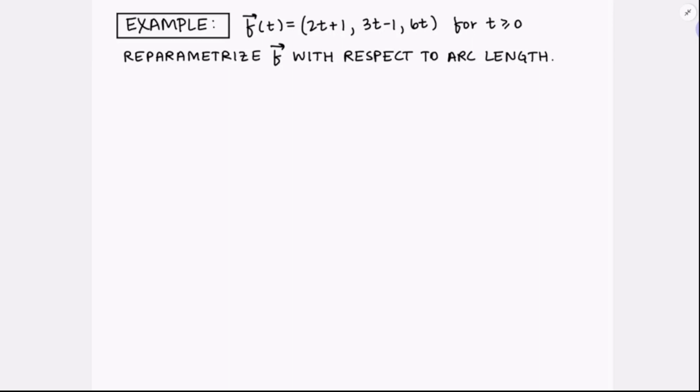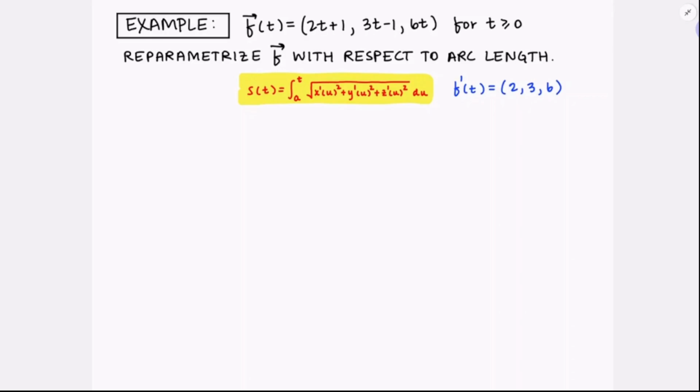And notice that the graph of this function is not very interesting. It's a line. And that's going to get to my bigger point at the end about the utility of this. But we're going to start by just computing s. So we need the formula. S of t is the integral from a to t of the square root of x prime of u squared plus y prime of u squared plus z prime of u squared, all with respect to u. Okay, so for us, a is going to equal 0 because this is the starting value of my time interval.